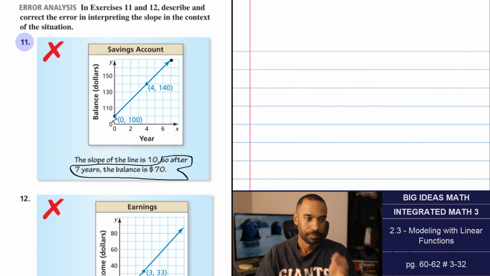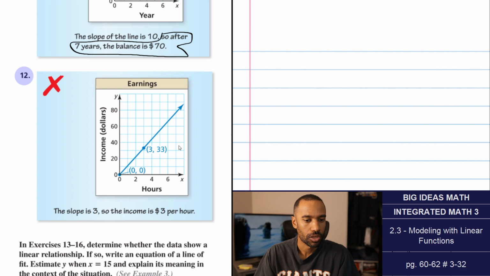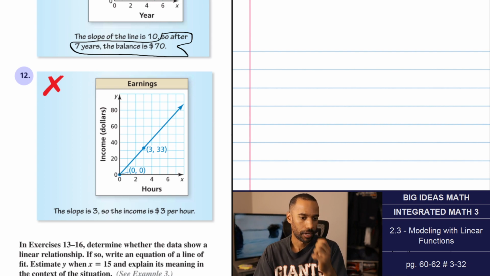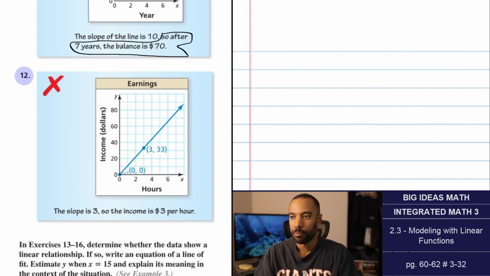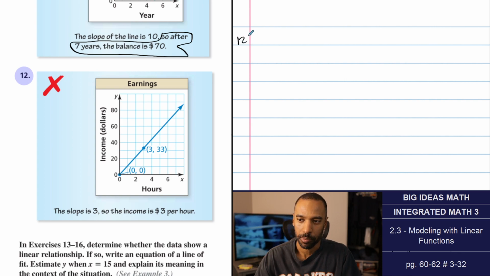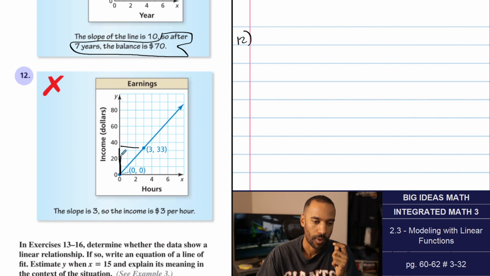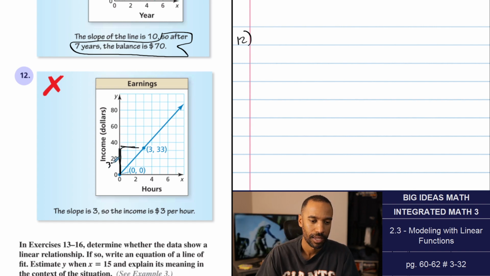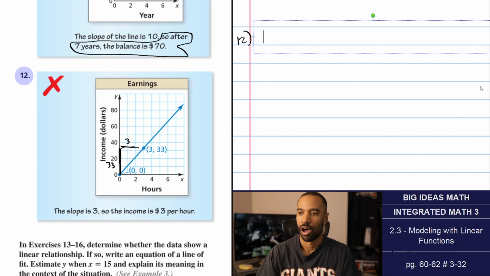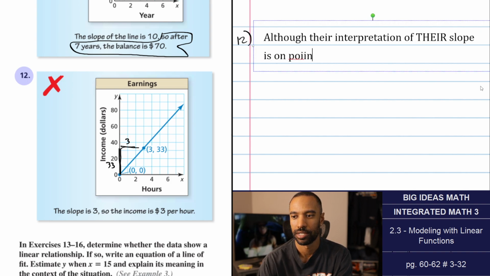All right, let's go to number 12. The slope is 3, so the income is $3 per hour. That would be a correct interpretation if the slope was 3, but that slope appears to be incorrect on number 12. They look to rise 33 as they run 3. A rise of 33 divided by a run of 3 is going to be a different value other than 3. Although their interpretation of their slope is on point, they have the incorrect slope.